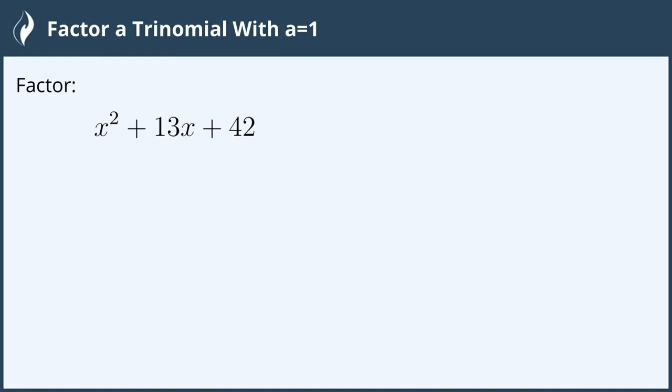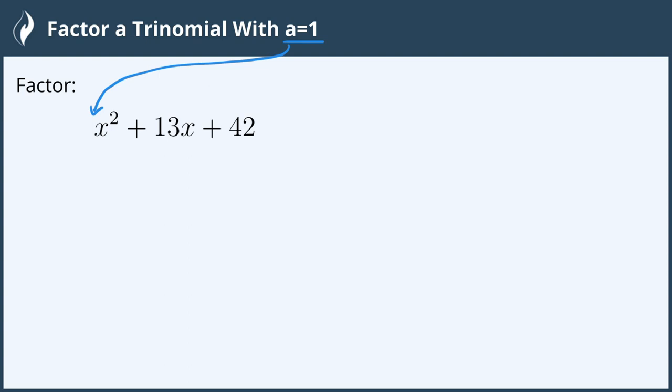Hi everyone! In this video we will factor a trinomial with a equals 1. Factor x squared plus 13x plus 42. This trinomial follows the pattern of a equals 1 because the number in front of the x squared is a 1, because 1 times x squared is x squared.